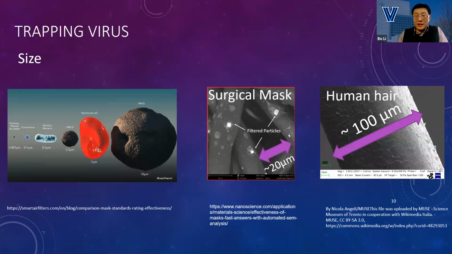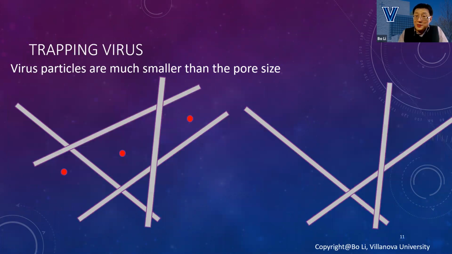But if you look at the virus, it's tiny. It's only 0.1 micrometer, or equivalently 100 nanometers. All right. You can think of this analogy: the fiber network is much larger than the size of the virus, so the virus can easily penetrate through it. And what will be the effective mechanism for this? Actually, this is true for all fibers, for all masks.